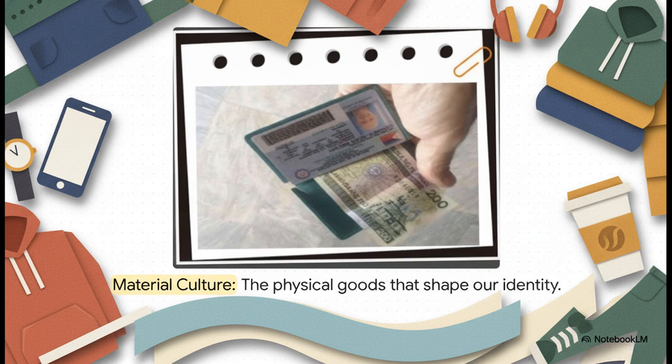See, culture isn't just invisible ideas floating around in the air. It is firmly anchored to physical things. Think about everyday objects, like an ID card or cash, the goods you buy, the clothes you wear to school, that smartphone sitting in your pocket. These are all material artifacts of your culture. They're physical objects that you actively use to signal your achieved identity to the rest of the world.